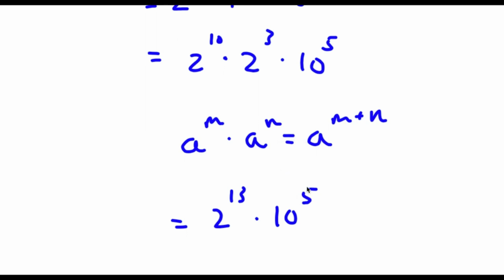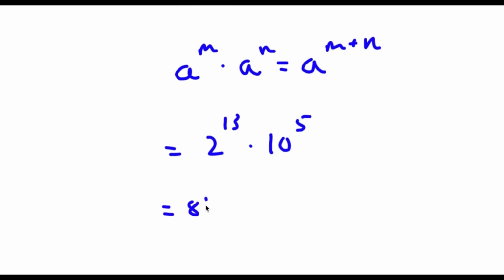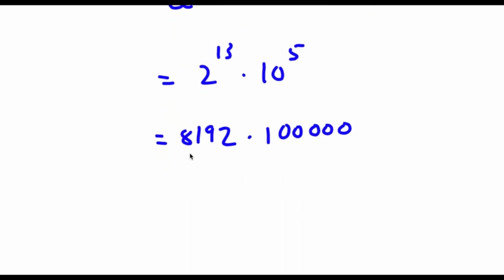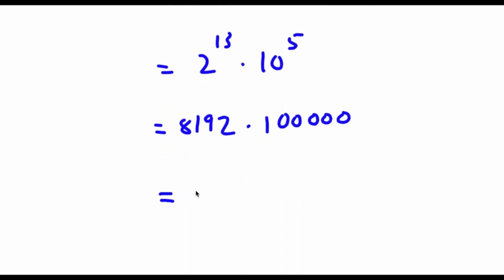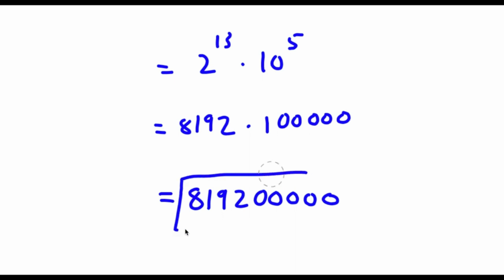And 2 to the power of 13, this is equal to 8,192. And 10 to the power of 5, this is going to equal 1 with 5 zeros. So 1, 2, 3, 4, 5. Now if I multiply these two, I get 8192 followed by 5 zeros. So this is my answer.